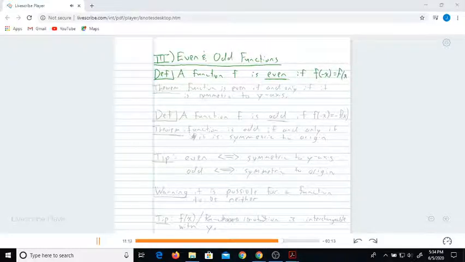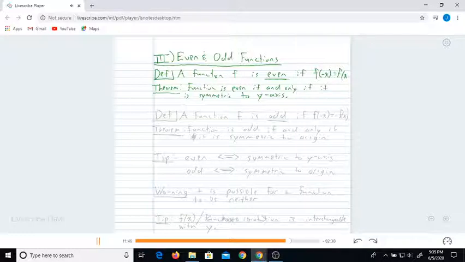In other words, a negative input doesn't matter. Now there's a theorem that's very important here, and it states that a function is even if and only if it is symmetric to the y-axis.